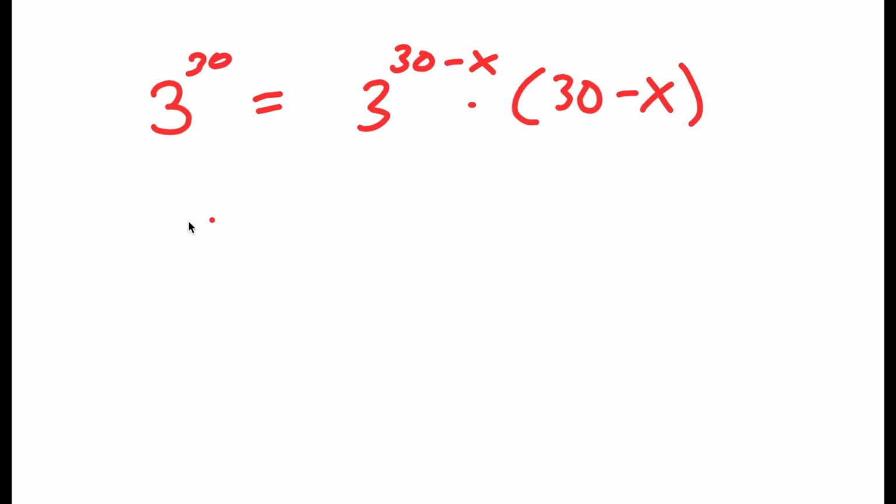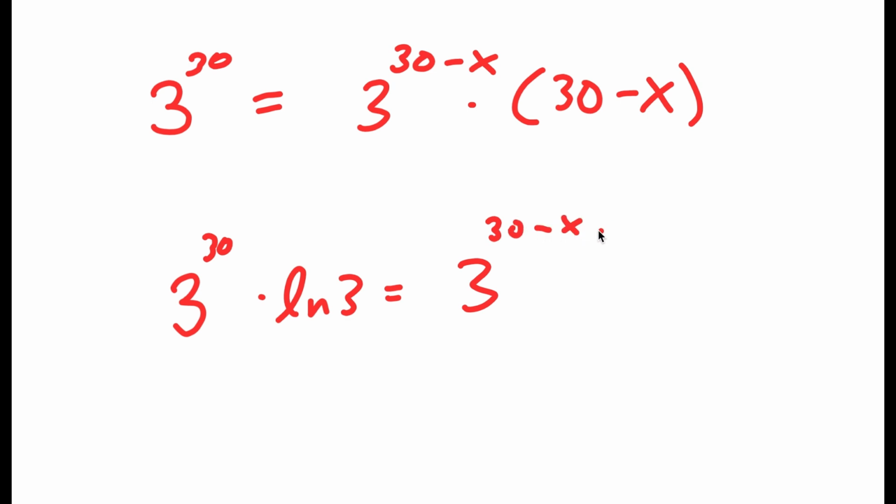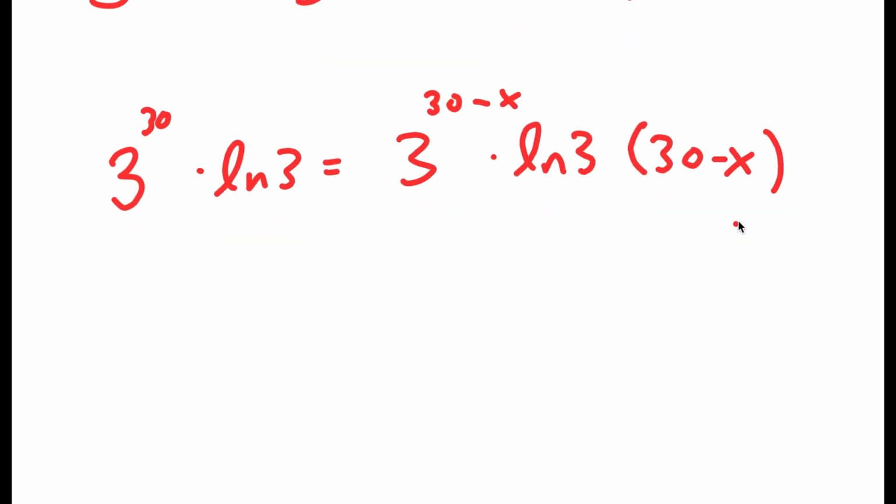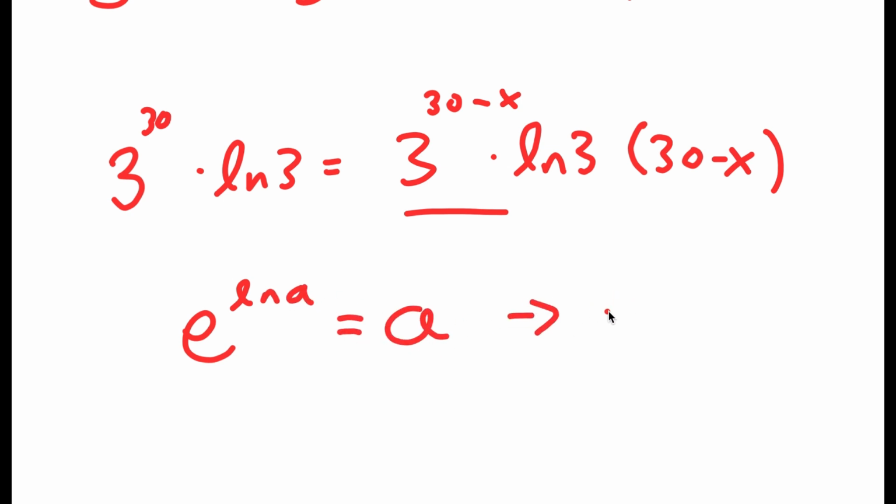Now I'm going to multiply both sides by ln of 3. So I have 3 to the power of 30 times ln of 3 is equal to 3 to the power of 30 minus x times ln of 3 times 30 minus x. Now, what I'm going to do for 3 to the power of 30 minus x is, well, if I have something in the form e to the power of ln of a, this is equal to a. So this means that if I have something in the form e to the power of ln of 3, this is going to equal 3.